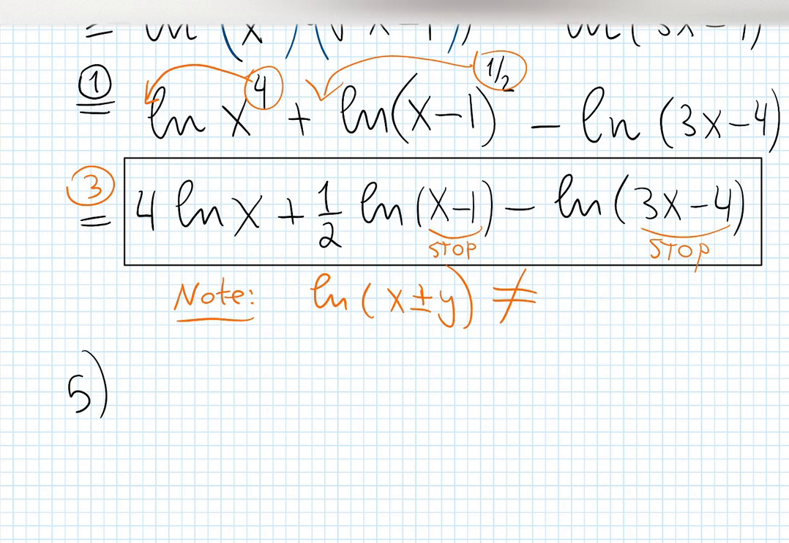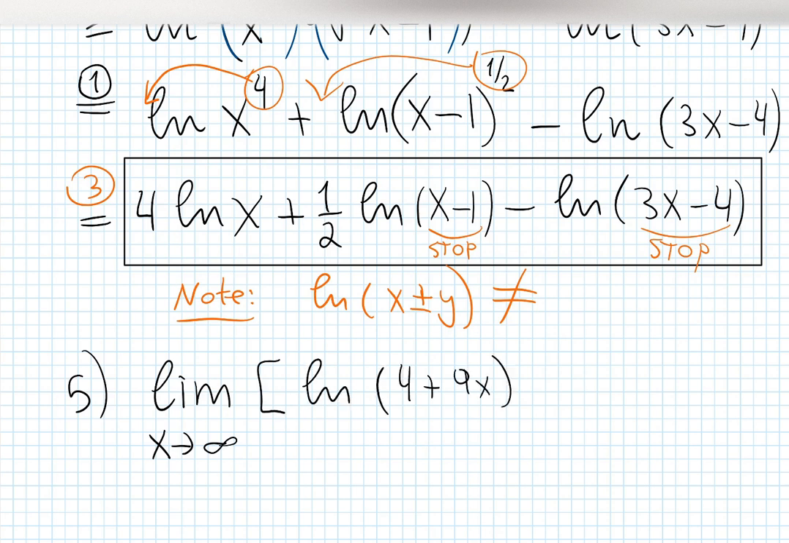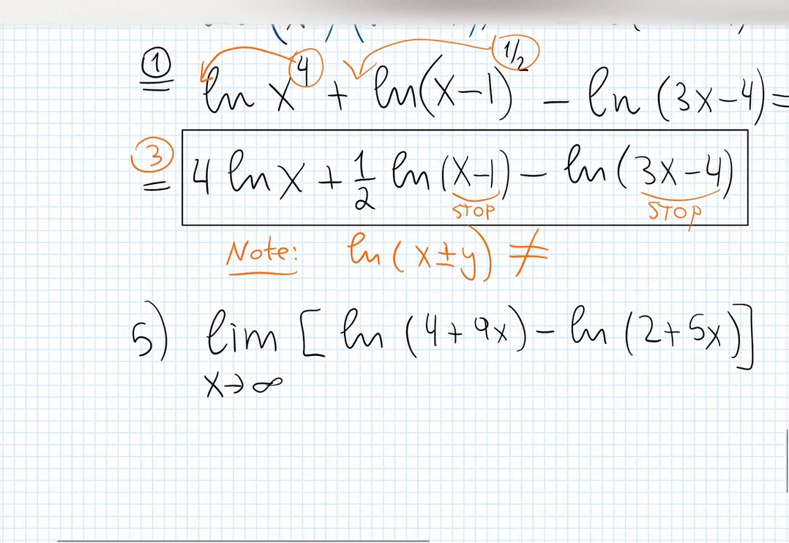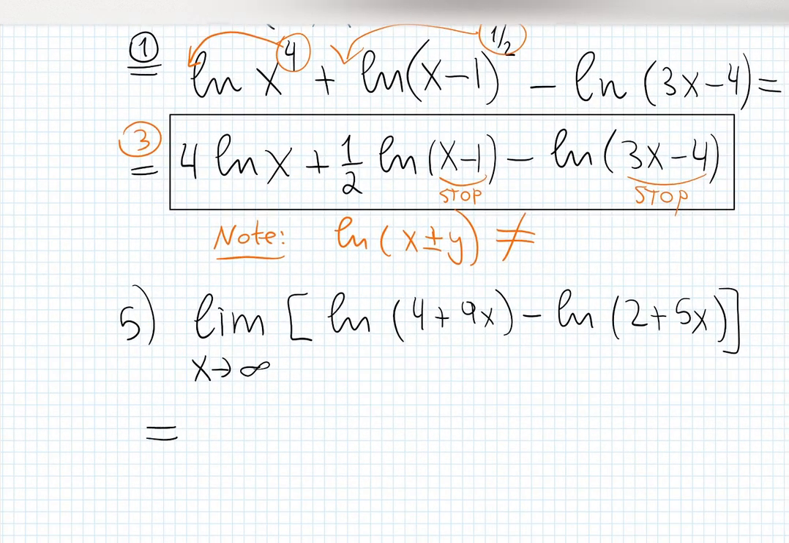Example 5 here is about limits. How can we help with limits when we work with logs? If I have a limit of log(4 + 9x) minus log(2 + 5x), I wonder if any of you have interesting ideas on this, because here whatever I taught you before is not going to work. Which one is the faster thing, which one is the slower thing? It's like infinity minus infinity.